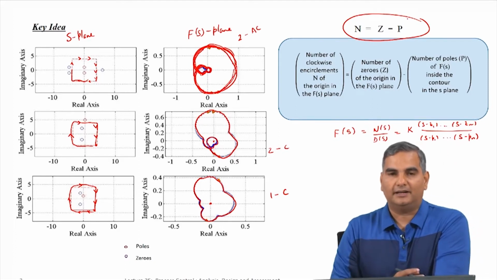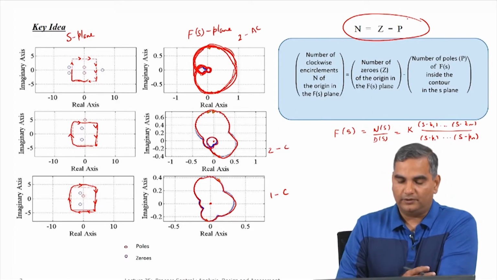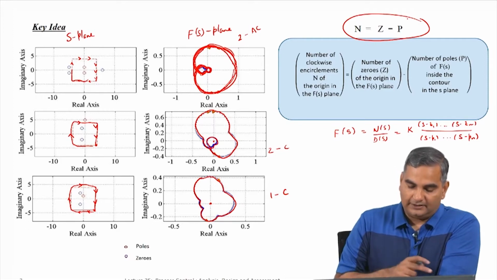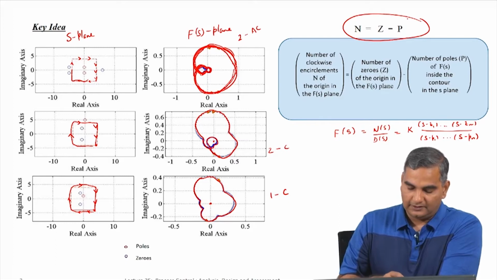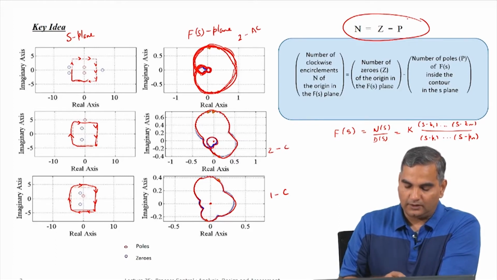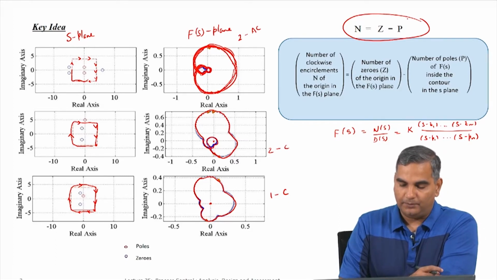So, whenever it is an anti-clockwise encirclement, we use a minus. Okay. And if you take this case, this will be 2 clockwise direction. So, n will be 2. In this case, if you take this is 1 clockwise encirclement. So, n will be 1.